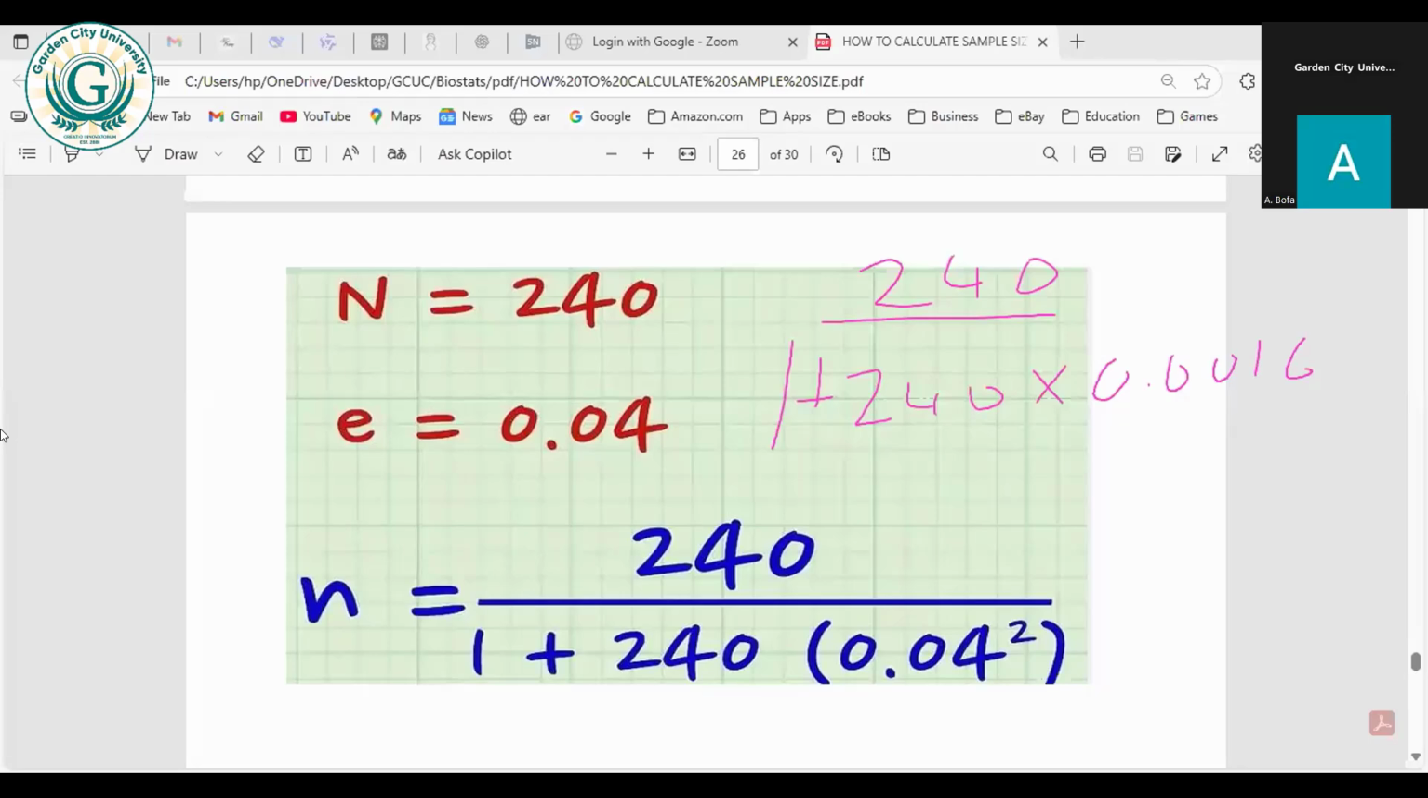Good. So now we can multiply 240 by 0.0016. You are getting 0.384. Please, I'm writing it down here. So it is now 240 over 1 plus, you said it's what? 0.384.